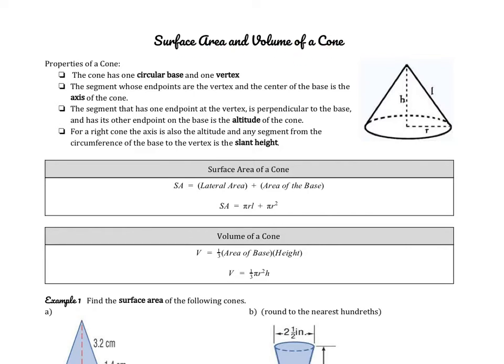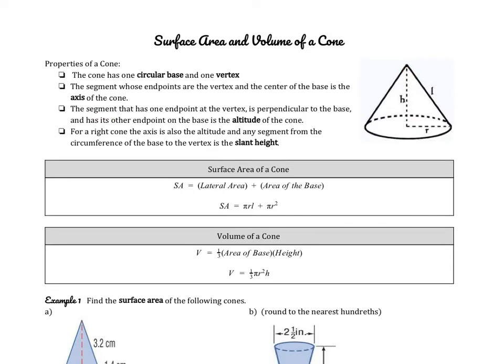So we're going to start by talking about the properties of a cone. A cone has a circular base and it has a single vertex. You can see that this is just like the ice cream cone shape that you're familiar with. The segment whose endpoints are the vertex and the center of your base is called the axis.